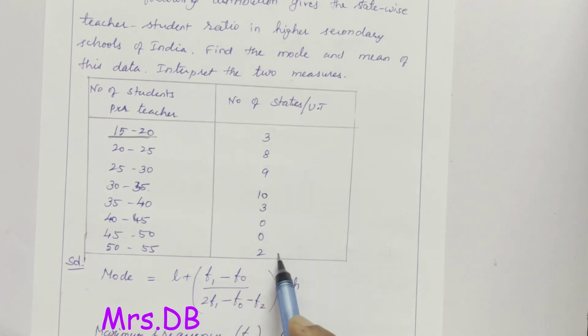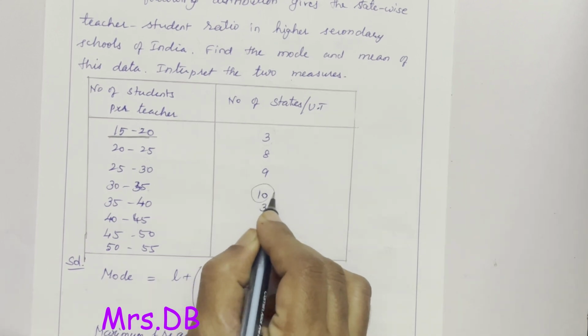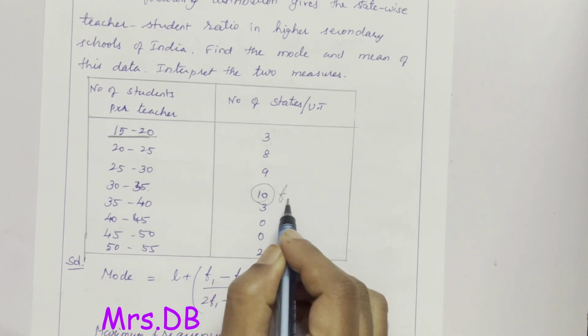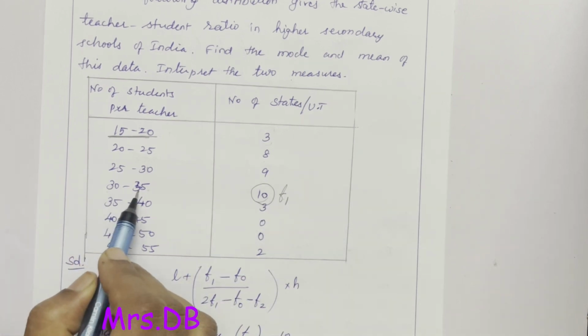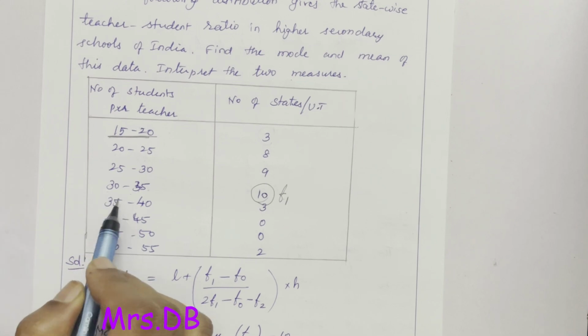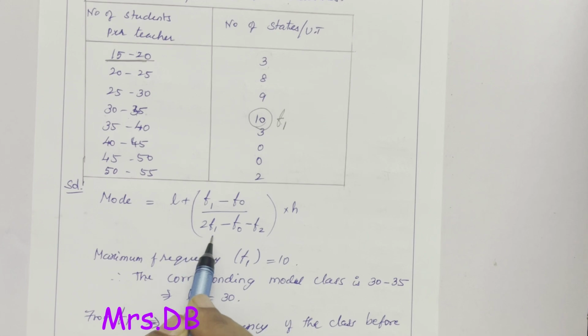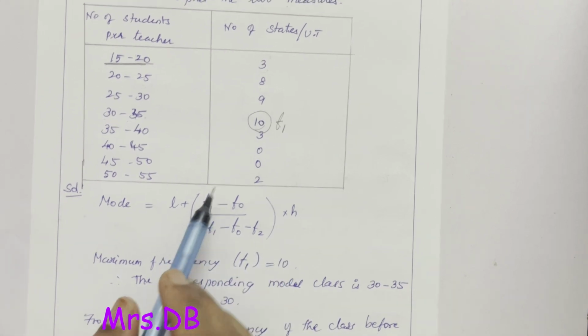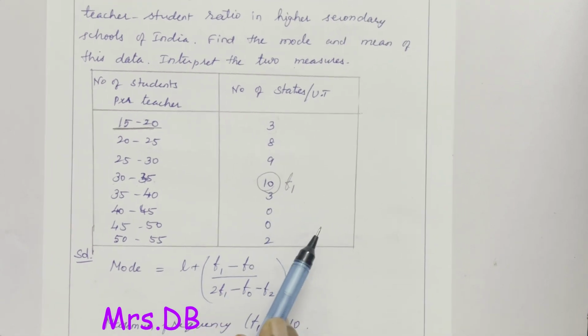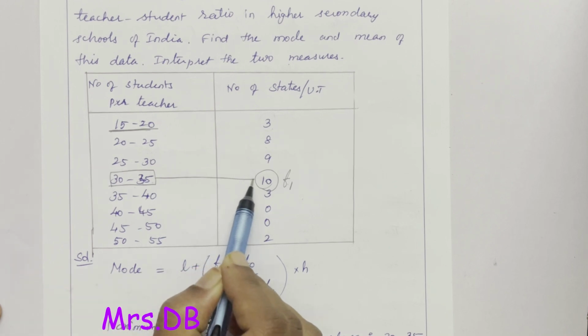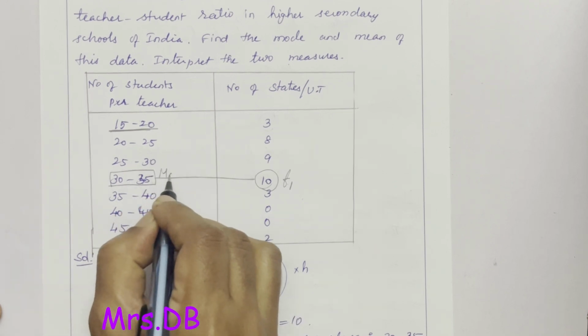Here what is the maximum frequency? 10 is the maximum frequency. So this is F1, because we have intervals here. So that is grouped data. For grouped data the mode is L plus (F1 minus F0) divided by (2F1 minus F0 minus F2), into H. So our maximum frequency is F1. The interval corresponding to the maximum frequency is the modal class.